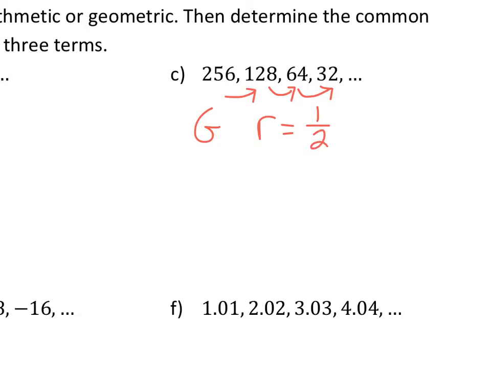Now it wants the next three terms, so continue. 32 divided by 2 is 16. Divide by 2 is 8. Divide by 2 is 4.